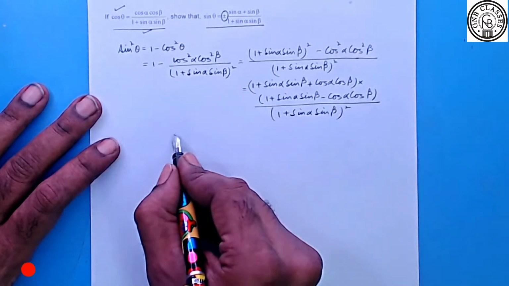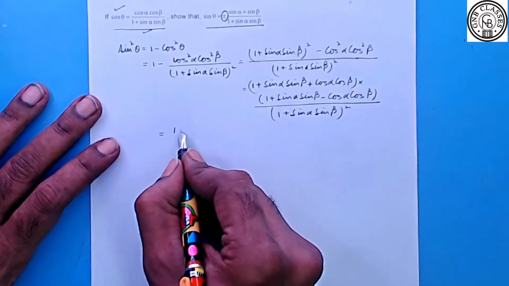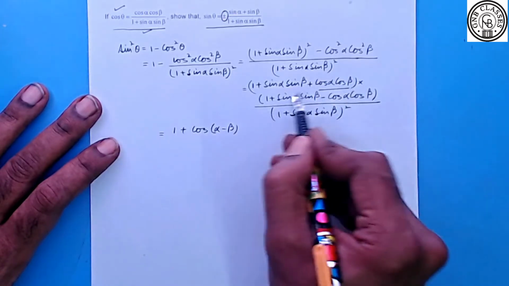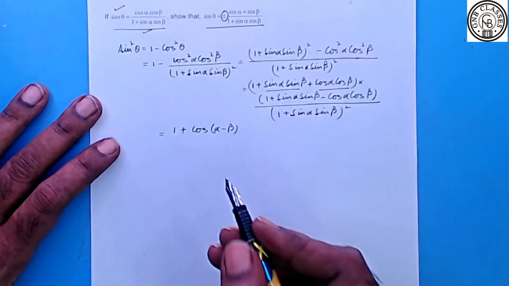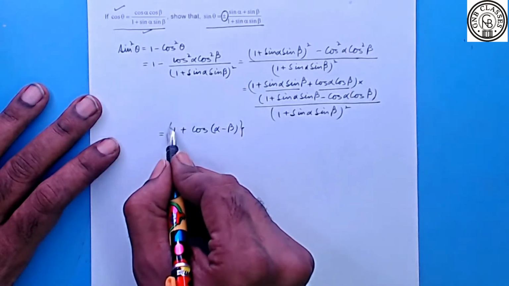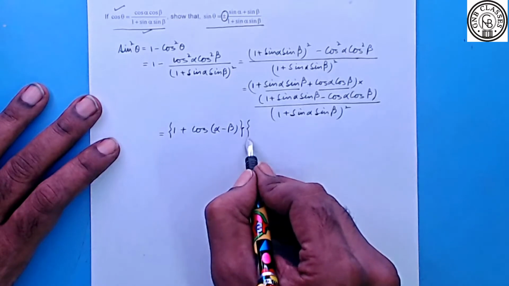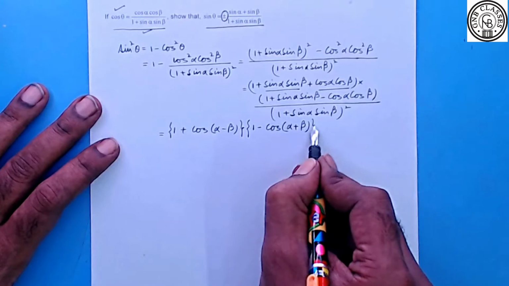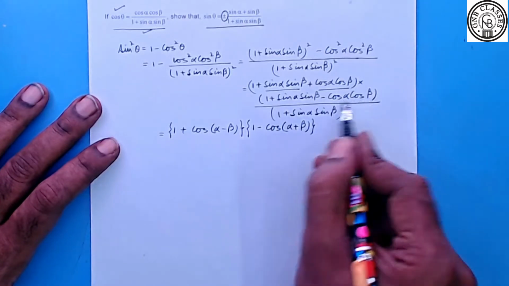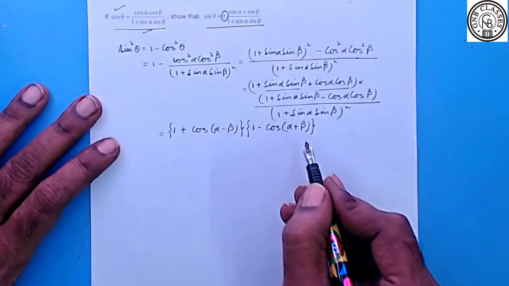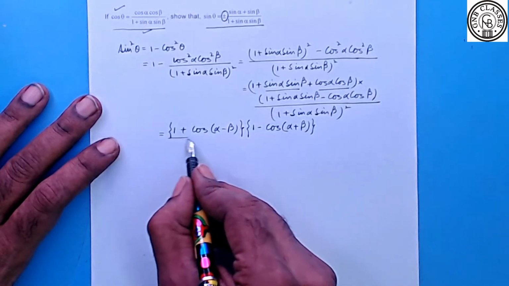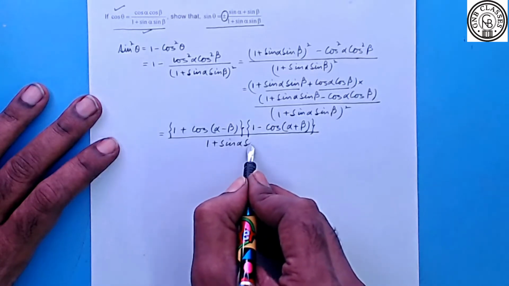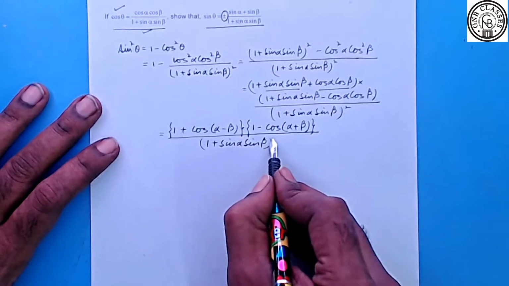So in the numerator we are having 1 plus cos(alpha minus beta), because cos alpha cos beta plus sin alpha sin beta means cos(alpha minus beta). And from here we are having 1 minus cos(alpha plus beta), because if I take a minus common it will be cos alpha cos beta minus sin alpha sin beta, which will give you cos(alpha plus beta). And in the denominator we are having (1 plus sin alpha sin beta) whole square.